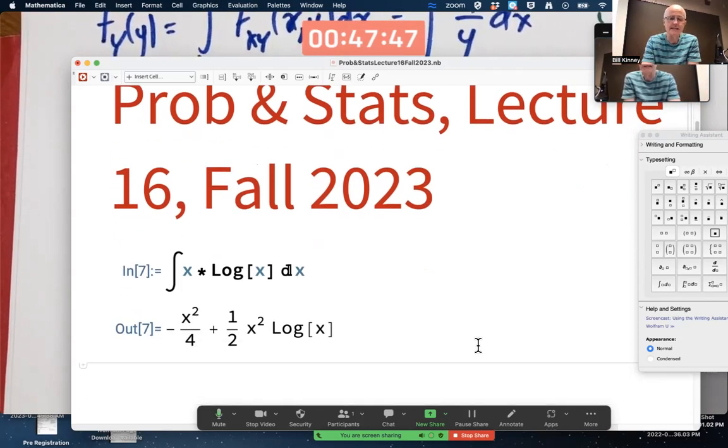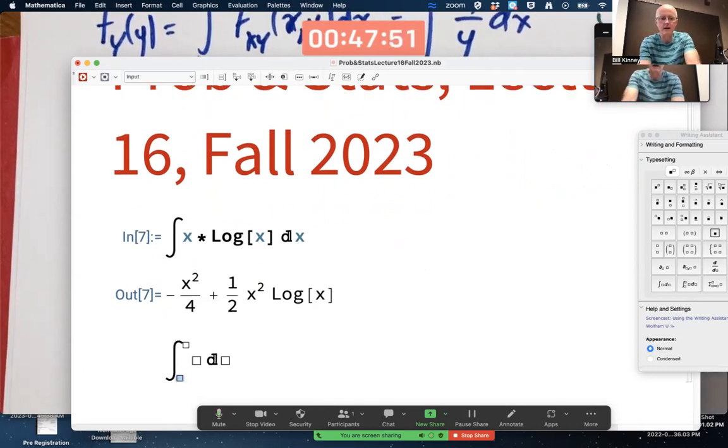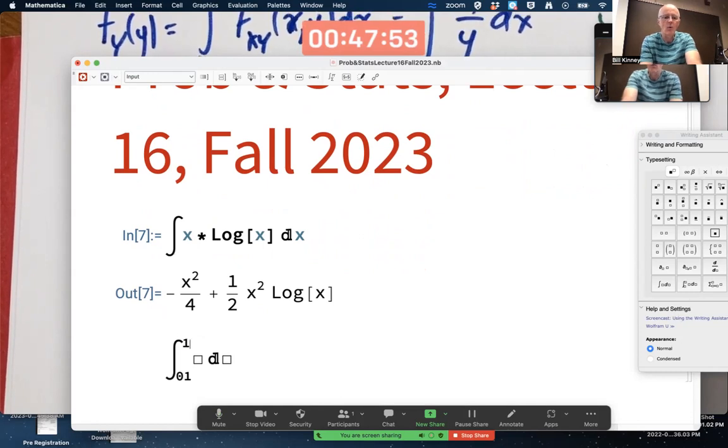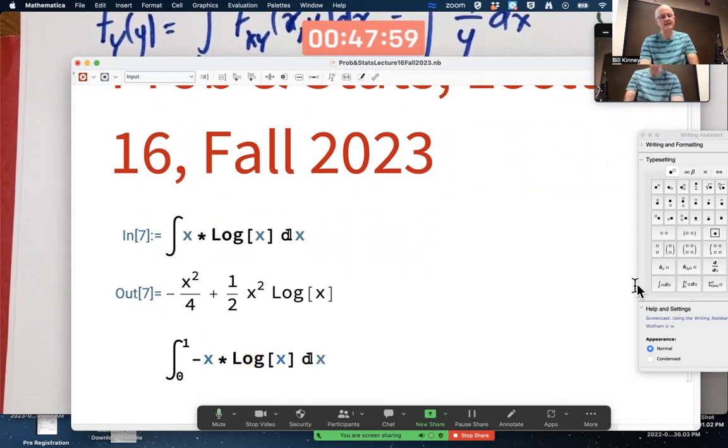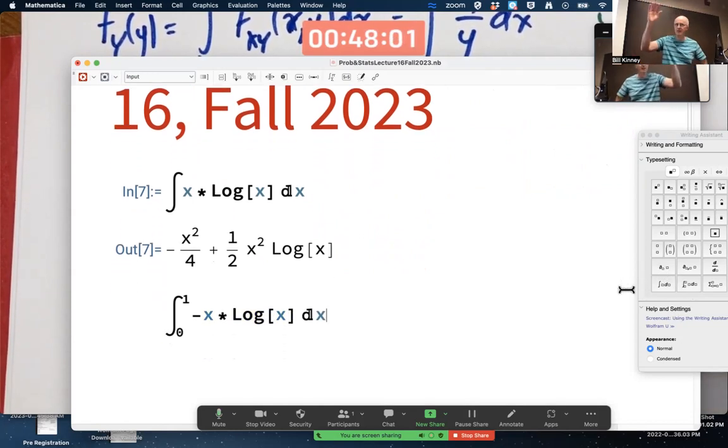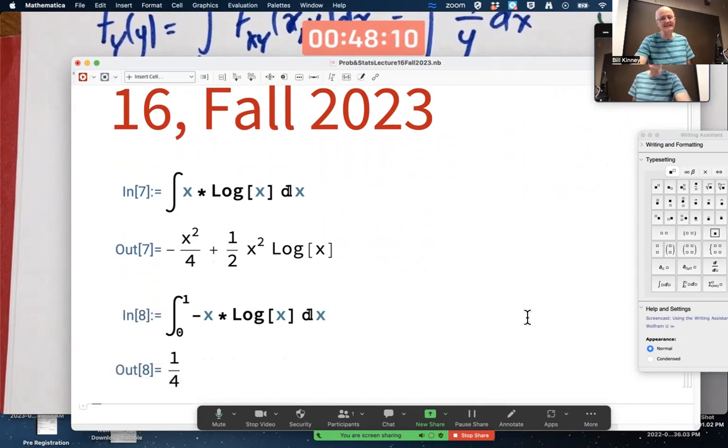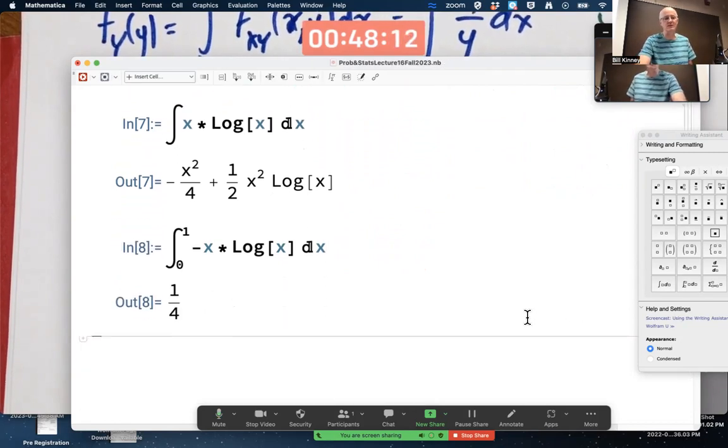There it is. The definite integral of that from 0 to 1, with a minus sign in there, should be the mean of x. And by the graph of the PDF for x, it should be closer to 0 than it is to 1, right? Much more likely to have small values. So this should be close to 0. 1/4. Okay, yeah, closer to 0 than it is to 1.